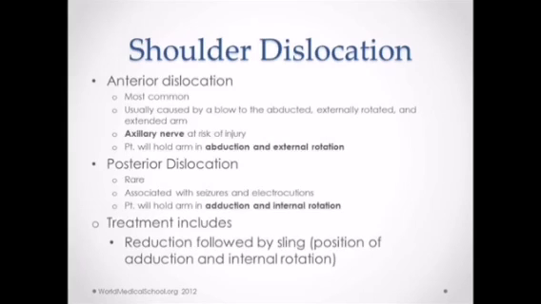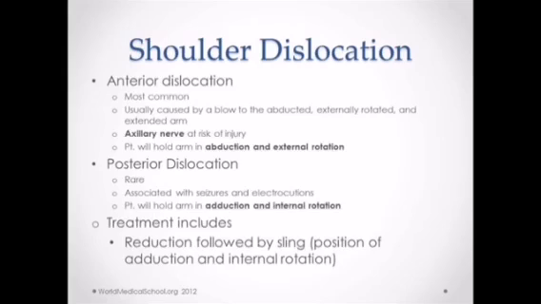So the first section we'll talk about is shoulder dislocations. Anterior dislocations tend to be the most common and are usually caused by a blow to an abducted, externally rotated, and extended arm. It's important to remember with anterior shoulder dislocations that the axillary nerve is at risk for injury. You may have some weakness in those muscles innervated by the axillary nerve, including the deltoid and the teres minor muscles.